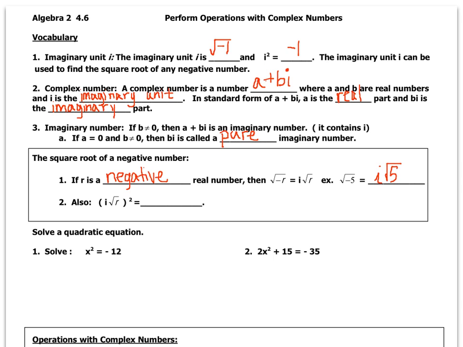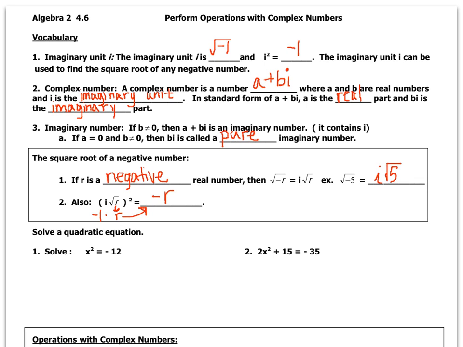Also, if you have i times the square root of r, the quantity squared, that just equals -r. And the reason why is the square root of r squared would be r. i squared is -1, so -1 times r would be -r. So that makes sense. So let's do some solving quadratic equations here.